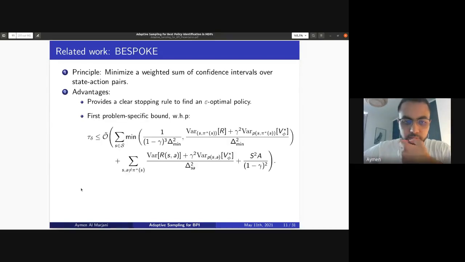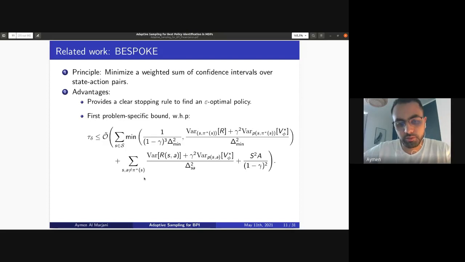And of course, it provided the first problem-specific bound, which with high probability, the tau is upper bounded by this quantity here, which can be seen as a sum of two terms. The first one is the contribution of the optimal state action pairs, and it scales as the inverse of the minimum gap in the MDP, and it also depends on the variances, which is proportional to the variances of the next state value function after taking an optimal action.